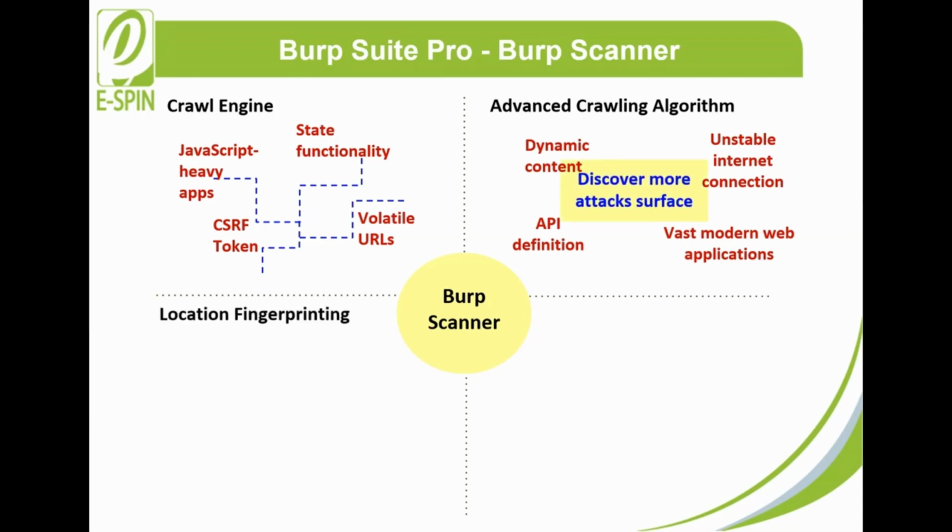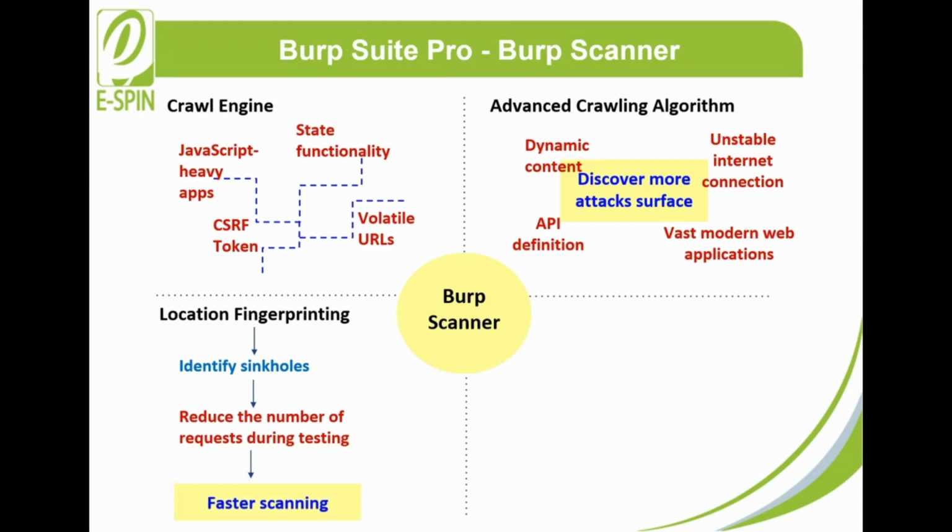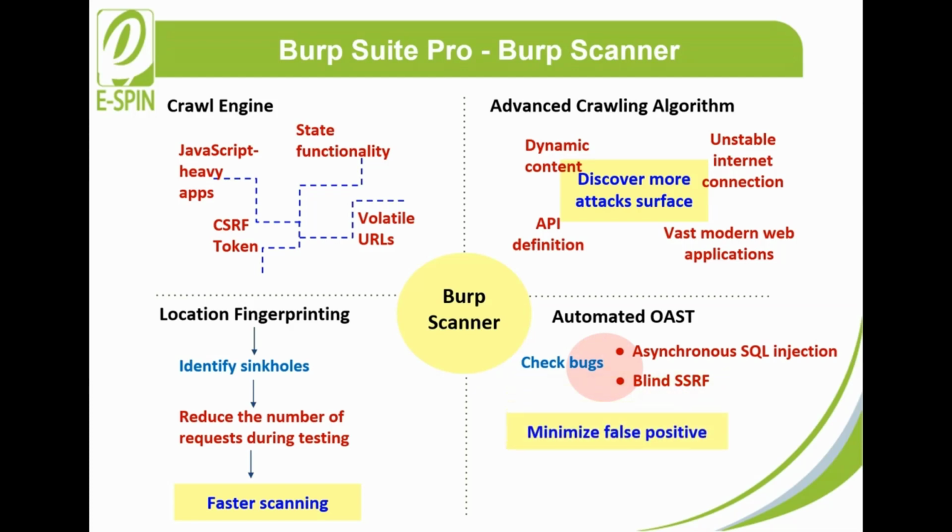Location fingerprinting. Burp Scanner applies location fingerprinting techniques to identify sinkholes that optimize requests by reducing the number of requests made while testing, hence faster scanning. Automated OAST, out-of-band application security testing. Not only does it check for bugs invisible to conventional scanners, including asynchronous SQL injection and blind SSRF, OAST scanning also minimizes the number of false positives, improving the signal-to-noise ratio.